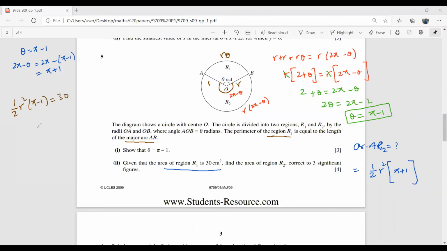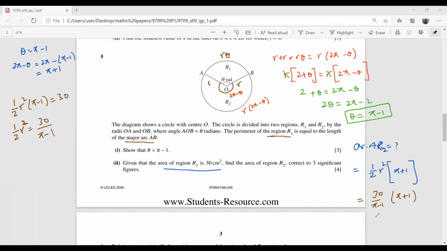Now, you have to be clever here. Let's just find the value of half R square. Don't do anything extra here. Don't use your calculators. I'll substitute this half R square as it is into this relation over here. So now over here, instead of half R square, I should be writing 30 over pi minus 1, into pi plus 1.